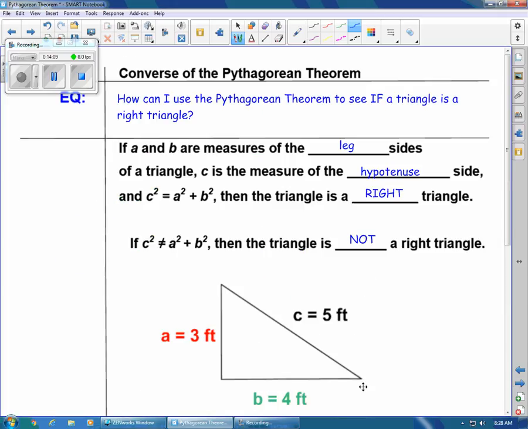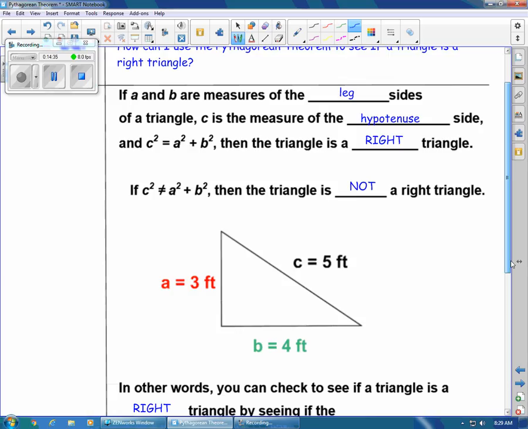How can I use the Pythagorean theorem to see if a triangle is a right triangle? So you should have the A and B measures of the legs, or the sides of a triangle, and C is the measure of the hypotenuse. If c squared is equal to a squared plus b squared, then the triangle is a right triangle. If it's not equal, then it's not a right triangle. So this is for an instance when you have all three sides, and notice we don't have that little square in the corner. So we don't know if this is a right triangle or not. So we need to set it up.